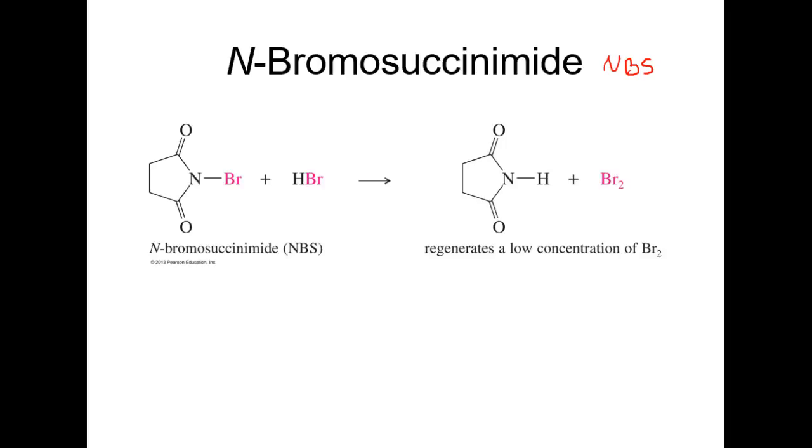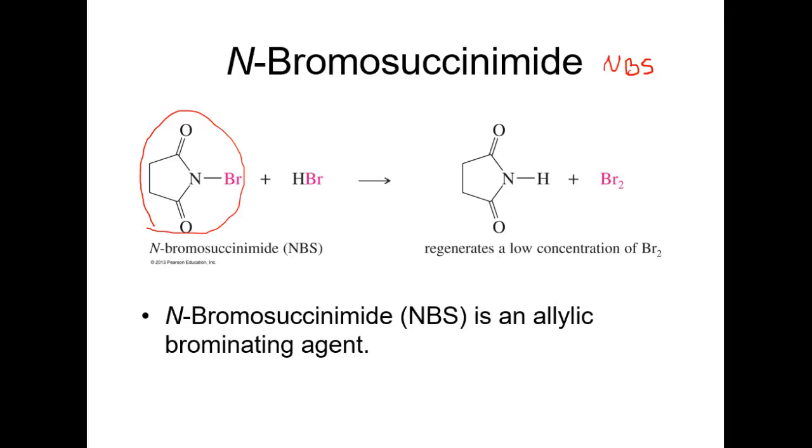Here's the structure of NBS right here, N-bromosuccinimide. The name comes from N, the nitrogen, bromo. The bromine is attached to the nitrogen, and then this part of it is called succinimide. What it does is, in the presence of a little hydrobromic acid, you actually form bromine in situ. What that means is it's produced as the reaction is going. So you have very low concentrations of it, and that's actually very useful.